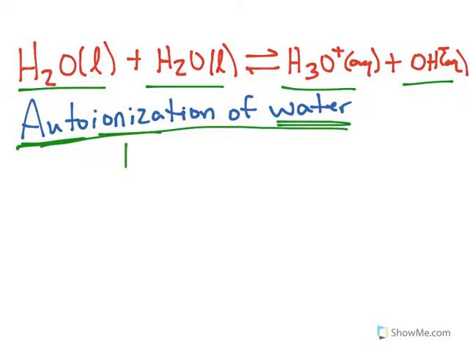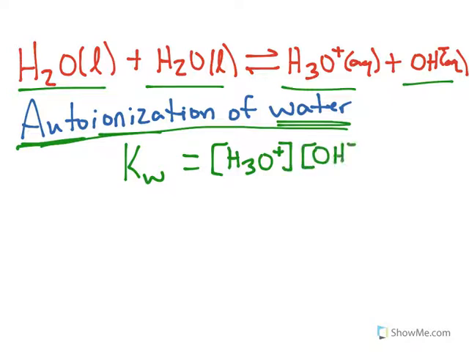So we call this not just K, we call it Kw when we go to write the equilibrium expression for the autoionization of water. Like any K, it's going to equal the concentration of the products, which in this case are H3O plus and hydroxide, OH minus. However, there's not going to be a denominator because both of the reactants are liquids, and liquids are not written in equilibrium expressions.